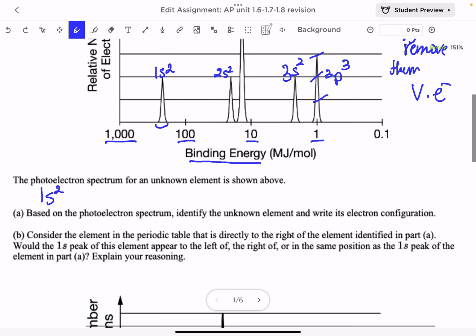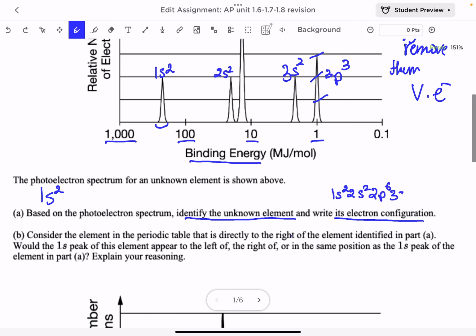Therefore, to identify the unknown element and write its electron configuration: here's the electron configuration: 1s2, 2s2, 2p6, 3s2, 3p3. That makes it 15 electrons, and this is phosphorus. So the atomic number is 15, and the element is phosphorus from the periodic table.